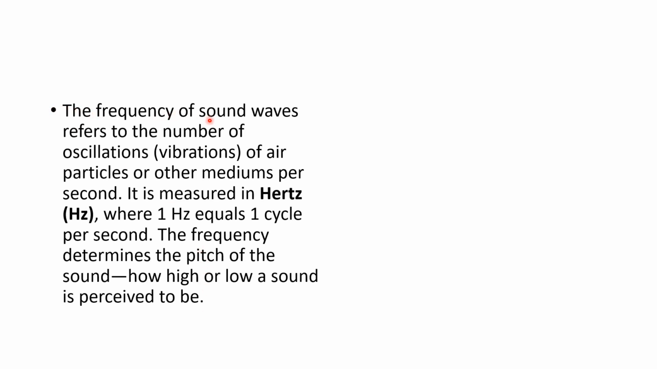The frequency of sound. Frequency of sound waves refers to the number of oscillations or vibrations of air particles or other mediums per second, and it is measured in hertz, where 1 hertz is equal to 1 cycle per second. The frequency determines the pitch of the sound, how high or low a sound is perceived to be.